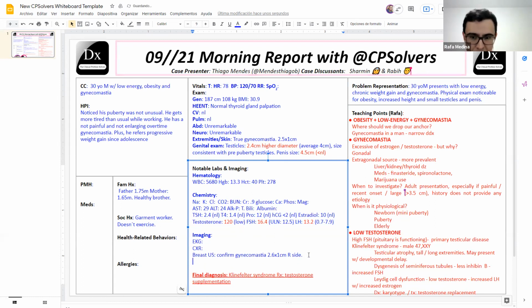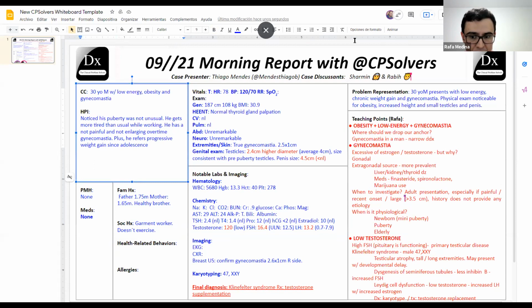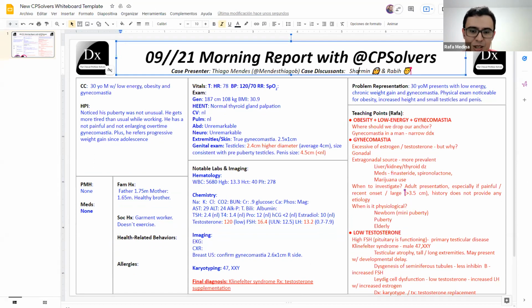Which clues could lead you to Klinefelter syndrome? Testicular atrophy, tall stature, long extremities, and may present with developmental delay. There is dysgenesis of seminiferous tubules with less inhibin B and increased FSH. And there is dysfunction of the Leydig cells, so low testosterone with increased LH and also increased estrogen. And like Thiago showed us, the karyotype is the definitive diagnosis, and we can treat these patients with testosterone replacement.